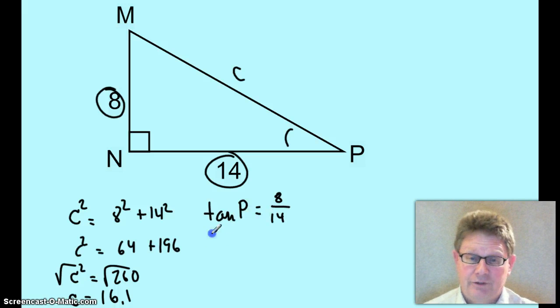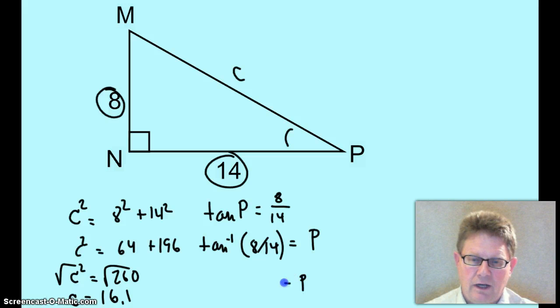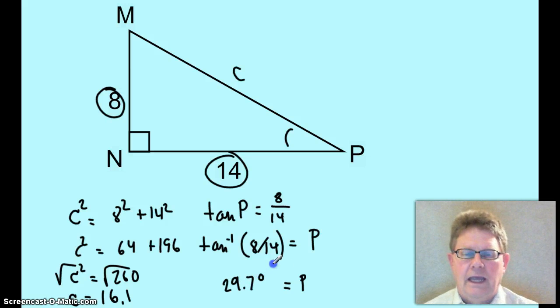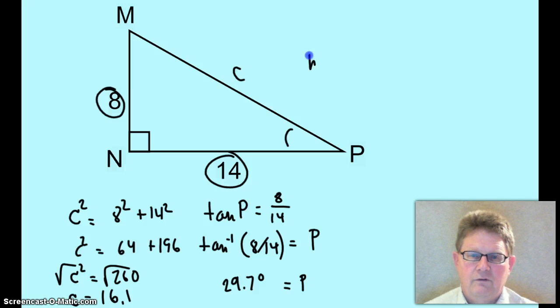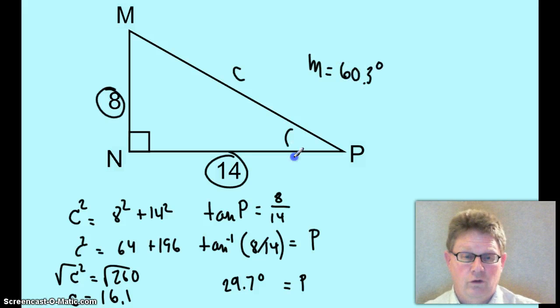Okay, to find the measurement of the angle, use the inverse function. So the tan inverse of 8 over 14, or 8 divided by 14, that will equal P. Put that in your calculator, and I do believe that you get 29.7. And then subtract that from 90 degrees, and M would be 60.3 degrees. That's how you solve a right triangle.